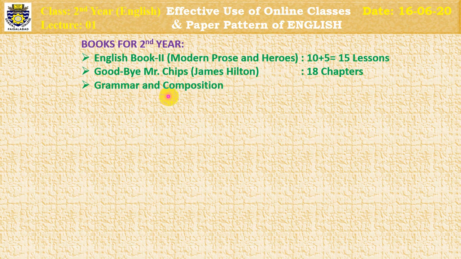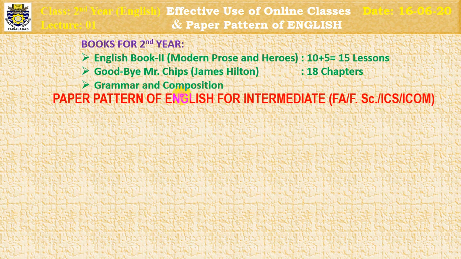I would like to tell you 50% marks are given to these two books, English Book 2 and Goodbye Mr. Chips, and 50% marks are given to Grammar and Composition. Now, paper pattern of English for intermediate. Dear students, total marks for English paper are 100 with 3 hours time.